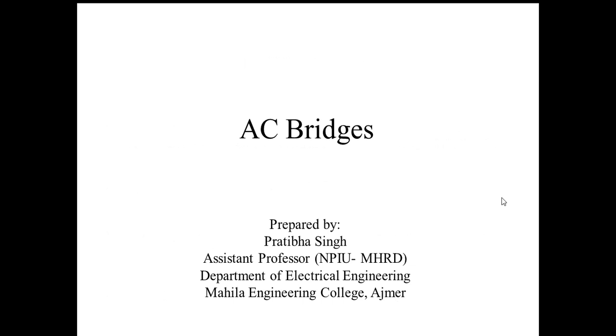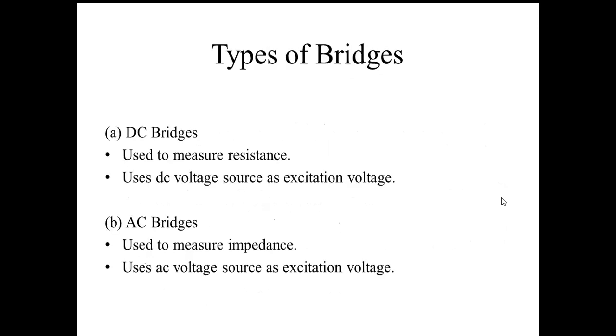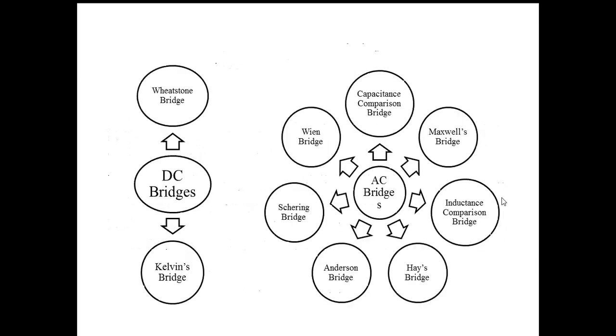Like in the last lecture, we studied a few of the DC bridges, which are the Wheatstone bridge and Kelvin's double bridge. Both are used for the calculation of resistance. As you can see here, the first is the Wheatstone bridge and the second is Kelvin's bridge, and both are used for the calculation of resistance. That is your DC resistance.